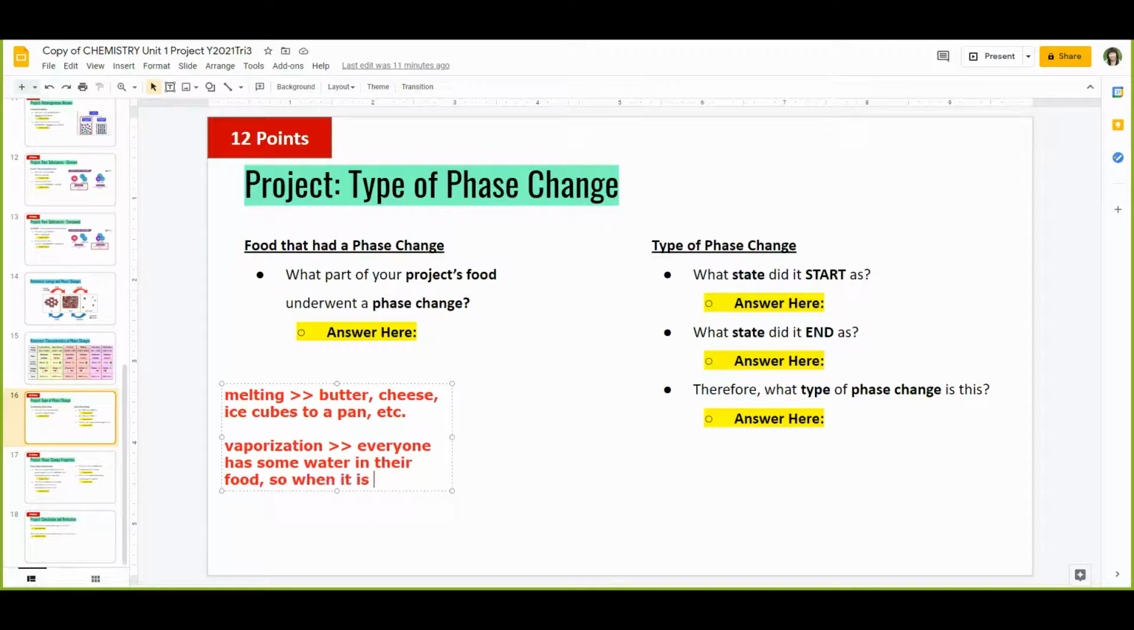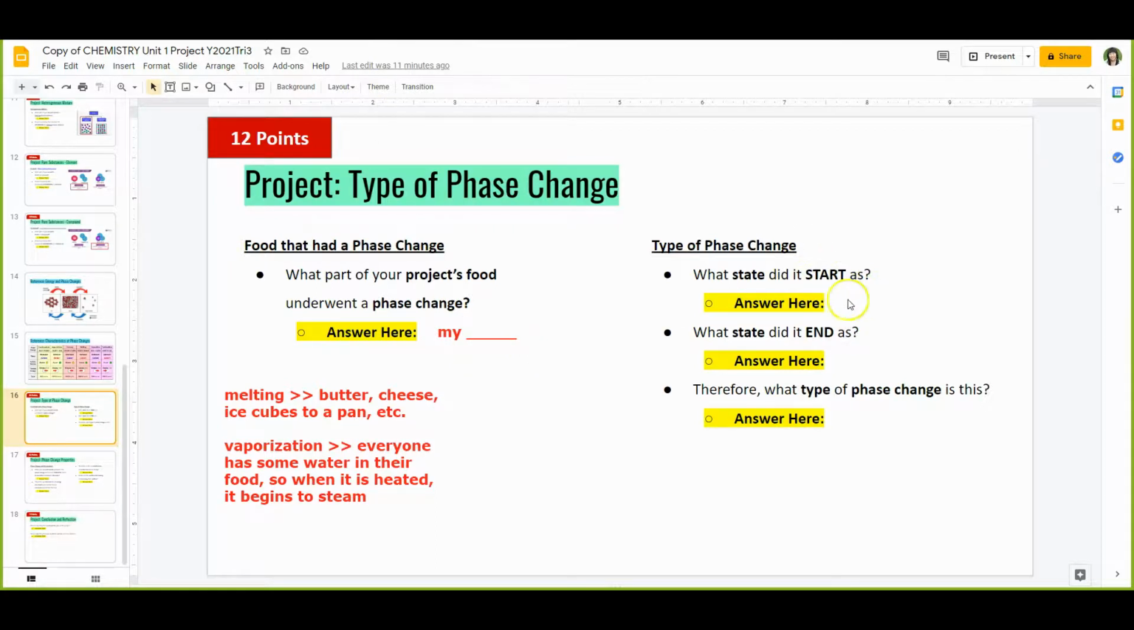When it is heated, it begins to steam. So you should be able to say, my butter melted. My blank underwent the blank phase change, the melting phase change or the vaporization phase change. Oh, sorry. Here, you only have to put which part. So you can say my butter, my cheese, my water, or my food. You could say any of those, okay?